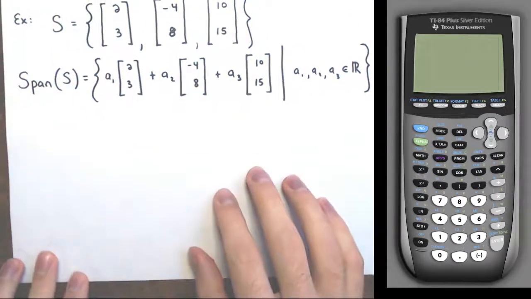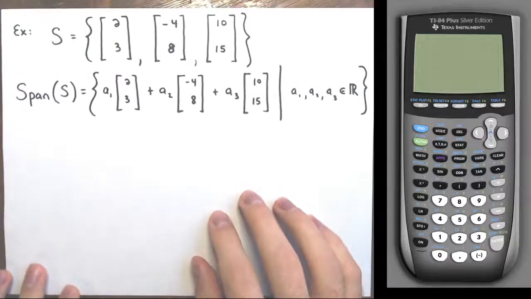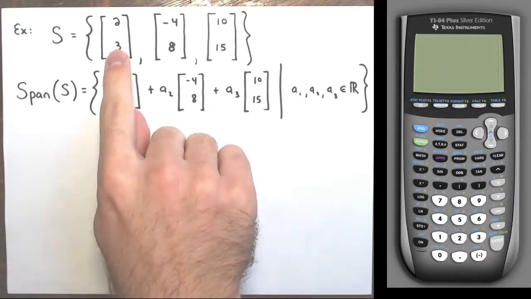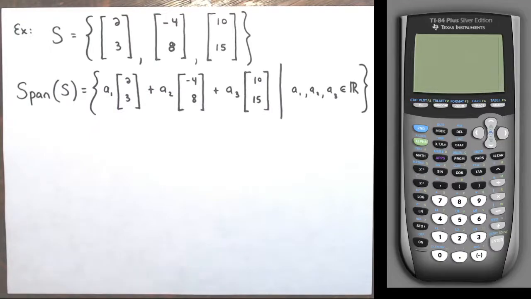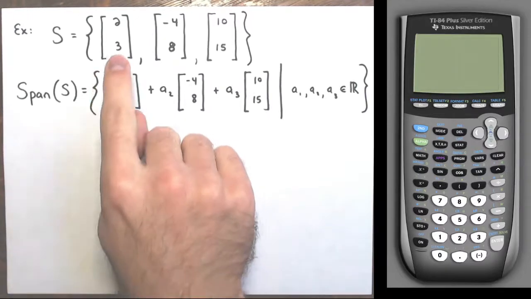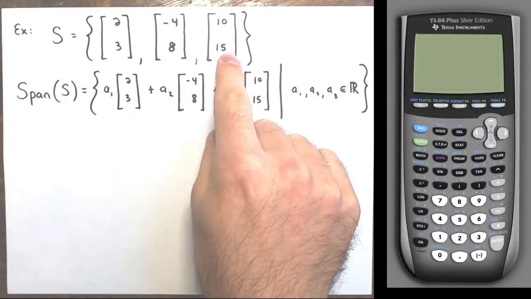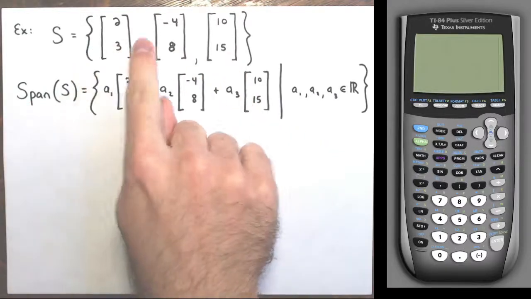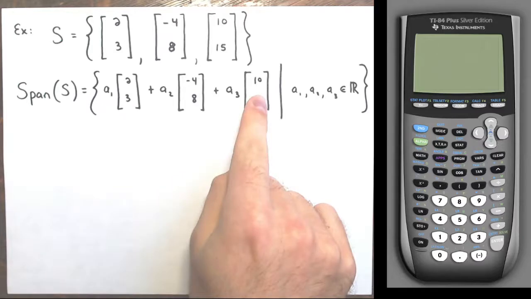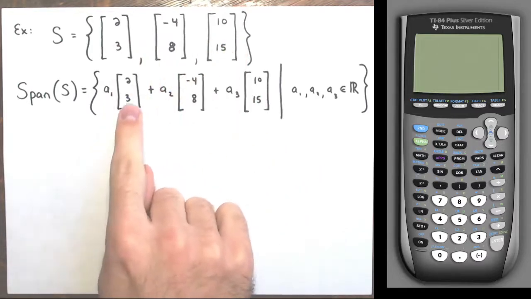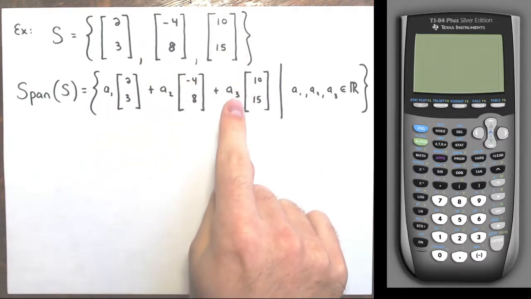All right, so now for my next example, again still in R2, but now we'll speed things up a tad. Here are 3 vectors from R2. They all have 2 components: 2, 3, -4, 8, and 10, 15. And the span of this set would be, again, any linear combination of these 3 vectors. So a scalar times 2, 3, plus a scalar times -4, 8, plus a scalar times 10, 15.